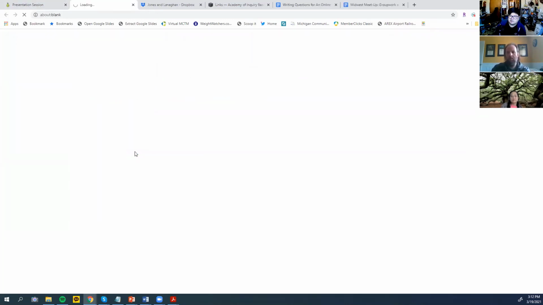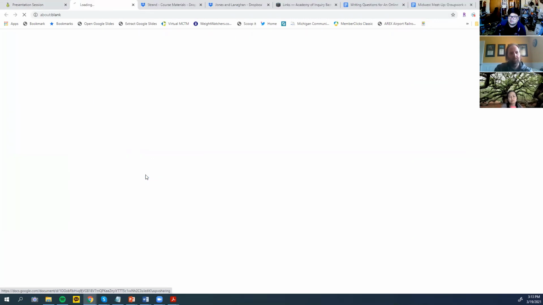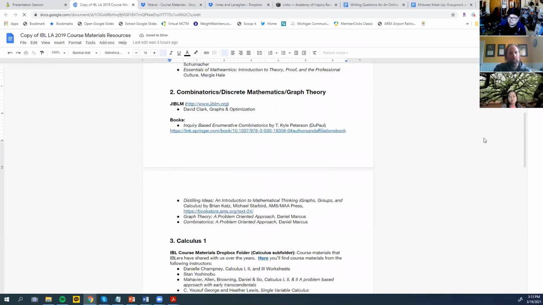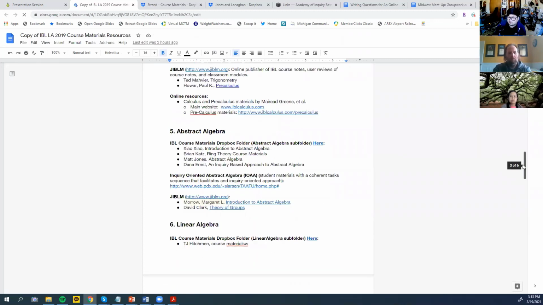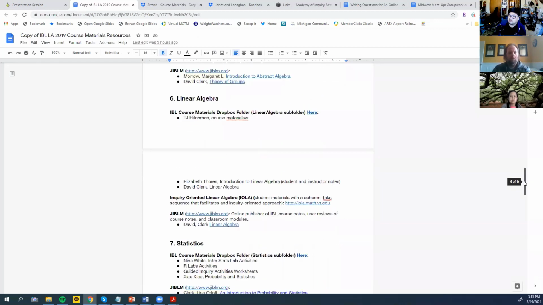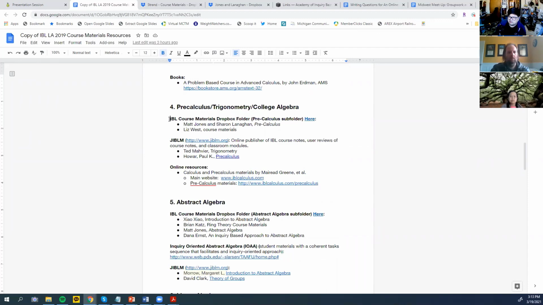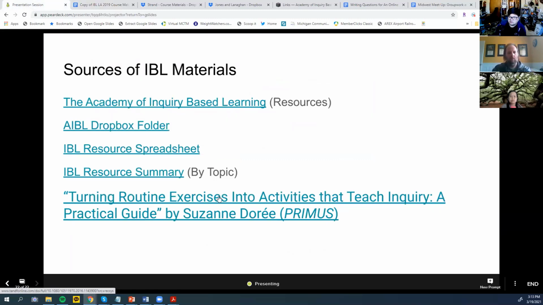And then the IBL resource spreadsheet, which I got from the workshop I attended. It had a lot of the same links as on the AIBL website, but having everything organized by topic was helpful. So I'd recommend that when you go looking for these resources and find one you think would be helpful, but not for the topic you're working on right now, you just put it off to the side. Here are the pre-calculus resources, and here are some general inquiry techniques.